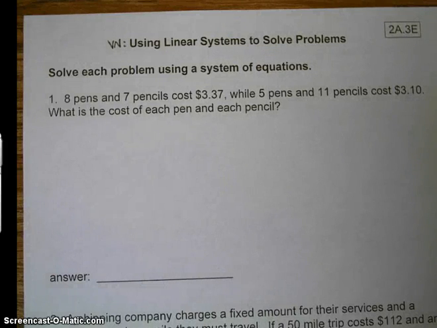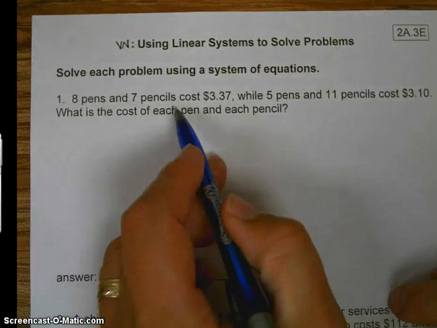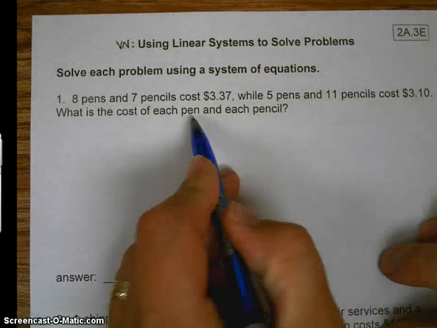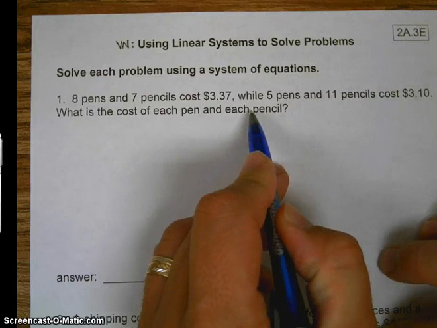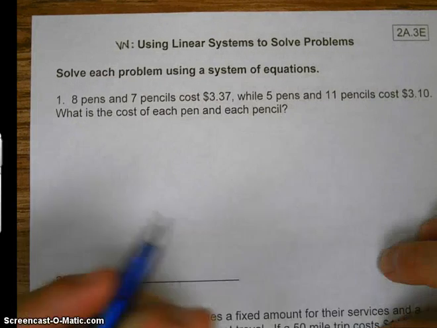Solve each problem using a system of equations. Okay? So we have 8 pens and 7 pencils cost $3.37, while 5 pens and 11 pencils cost $3.10. What is the cost of each pen and each pencil? Well, the first thing you want to do in these problems is look at what you're looking for. You're looking for the cost of each pen and each pencil. So we're going to need a variable for both of these, since we don't know how much each pen costs, and we don't know how much each pencil costs.